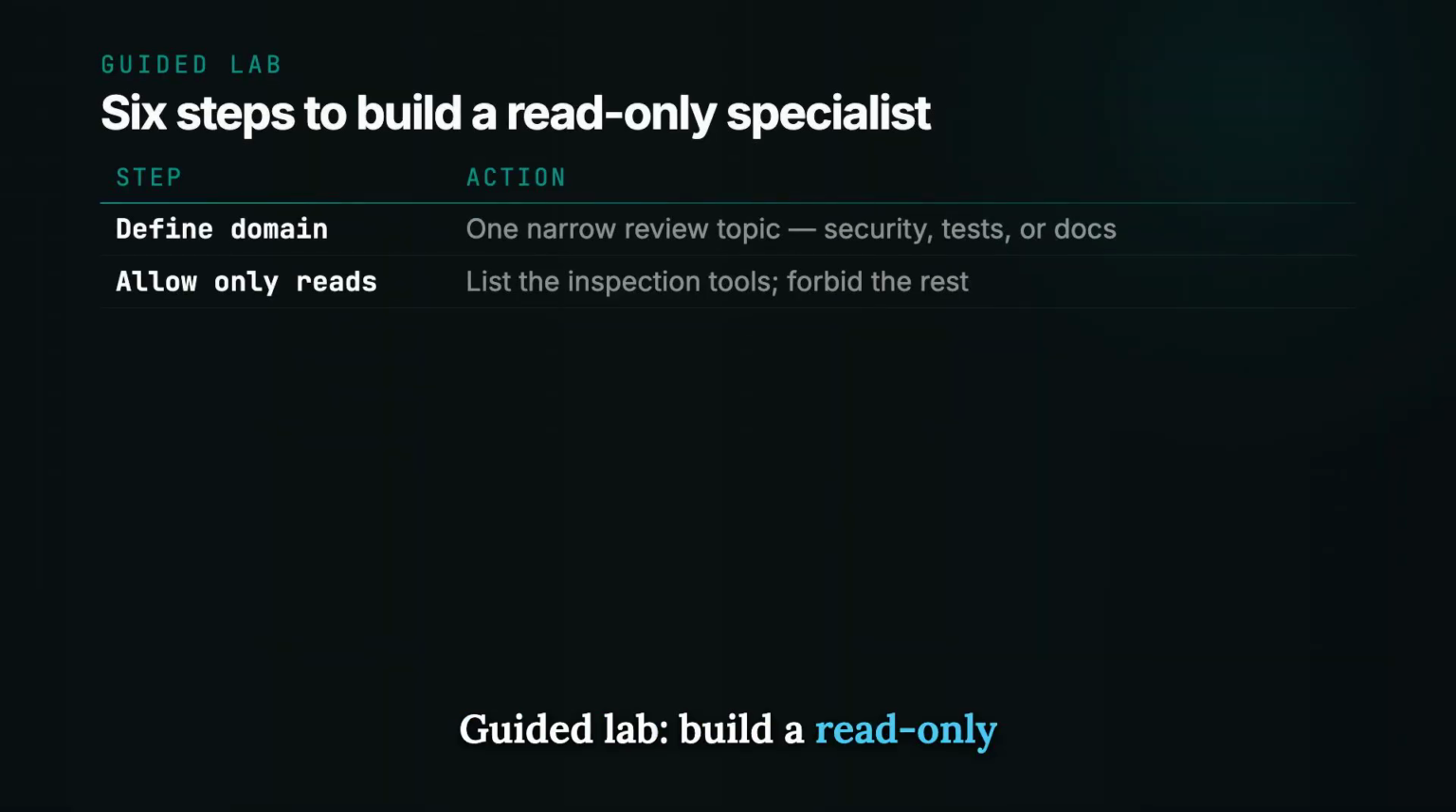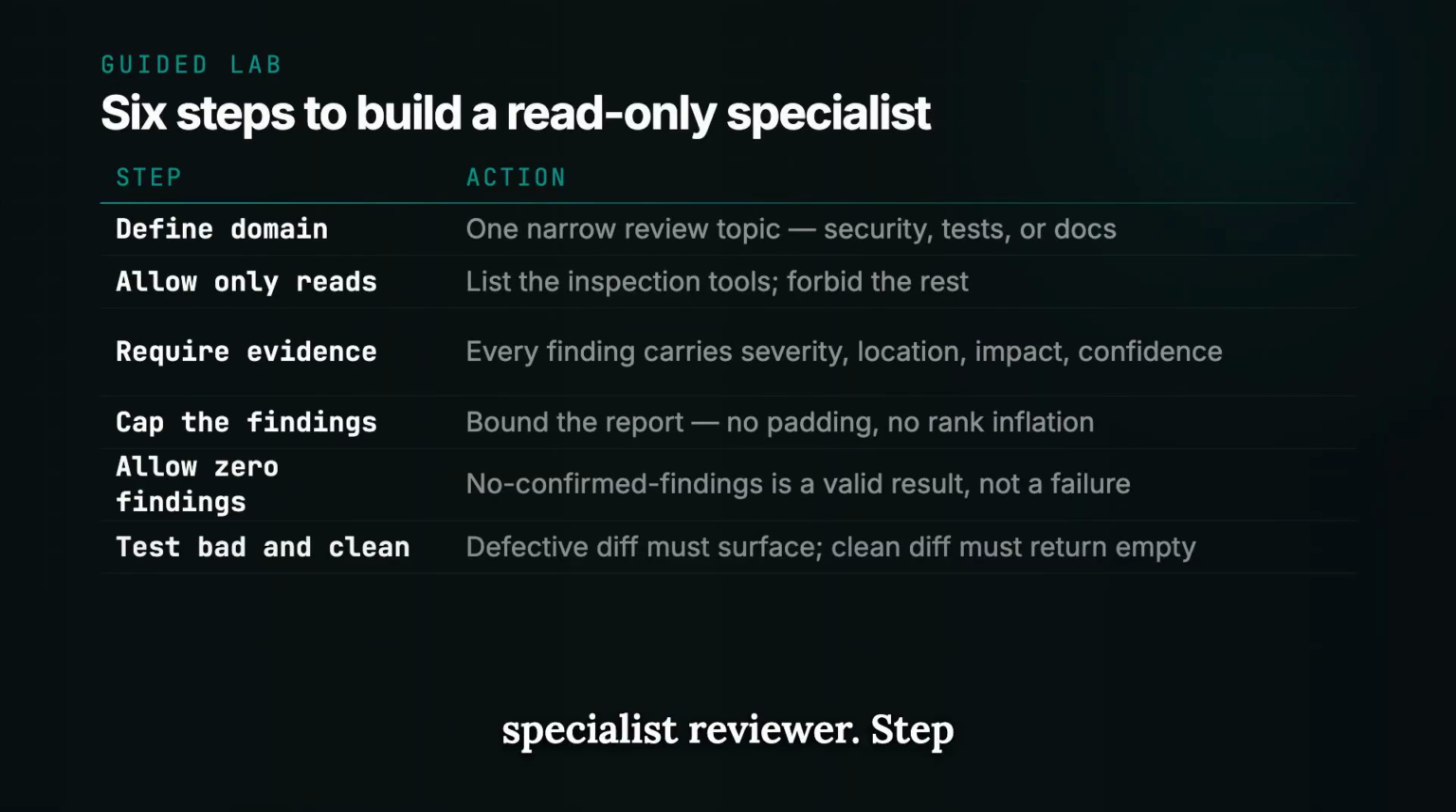Guided lab, build a read-only specialist reviewer. Step 1, define one narrow review domain, security, or test coverage, or documentation. Step 2, allow only the read tools needed to inspect. Step 3, forbid modifications explicitly. Step 4, require every finding to carry severity, evidence, impact, and confidence. Step 5, cap the number of findings so the agent does not pad. Step 6, include a "no confirmed findings" outcome as a valid result.